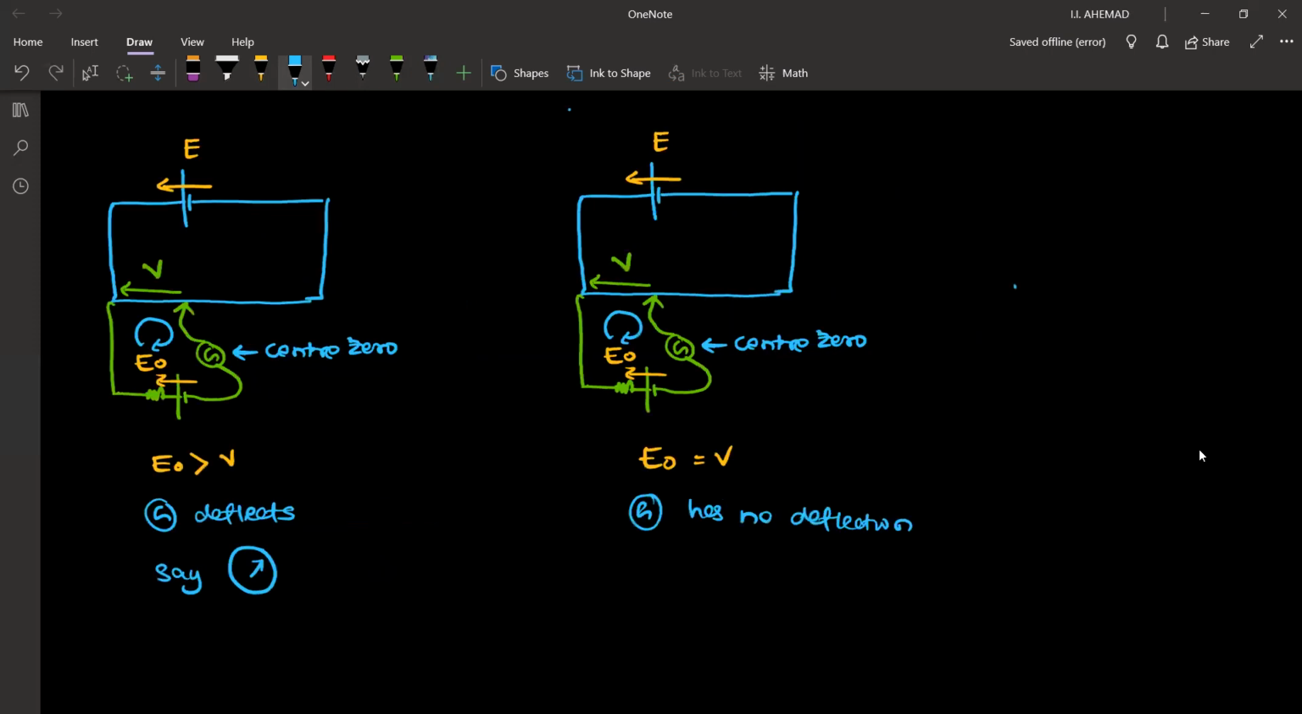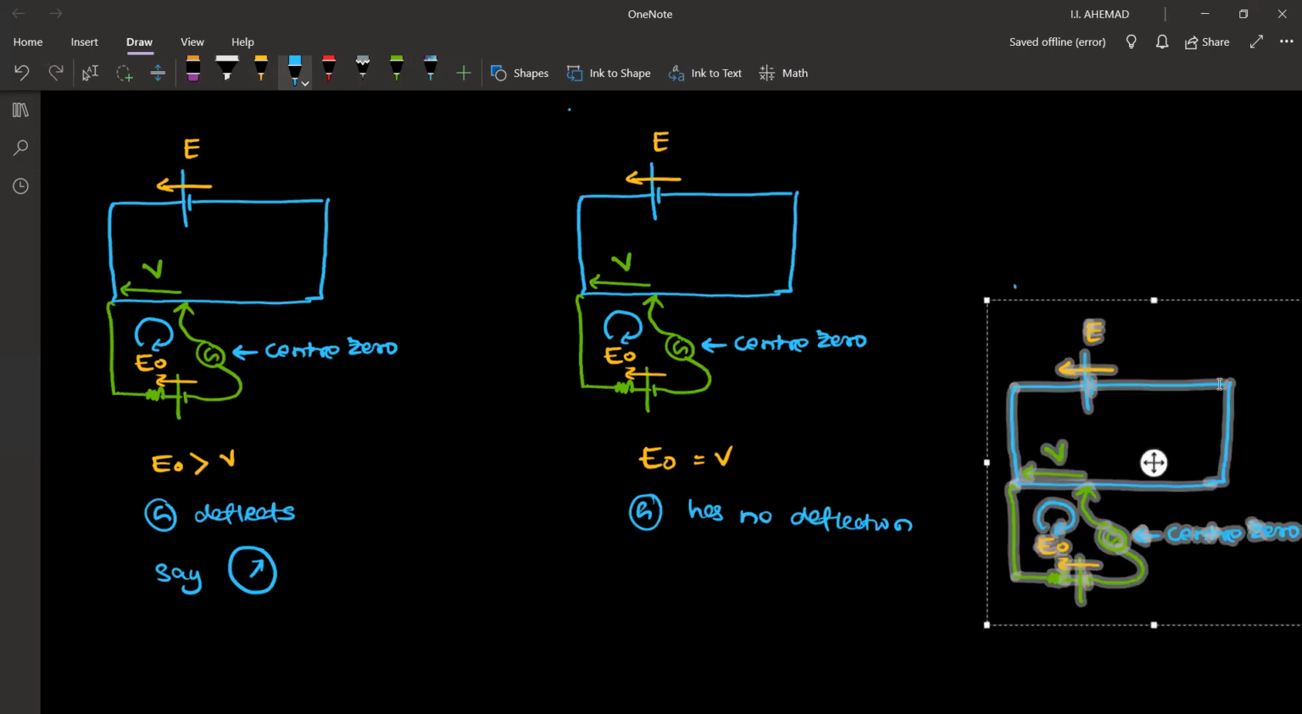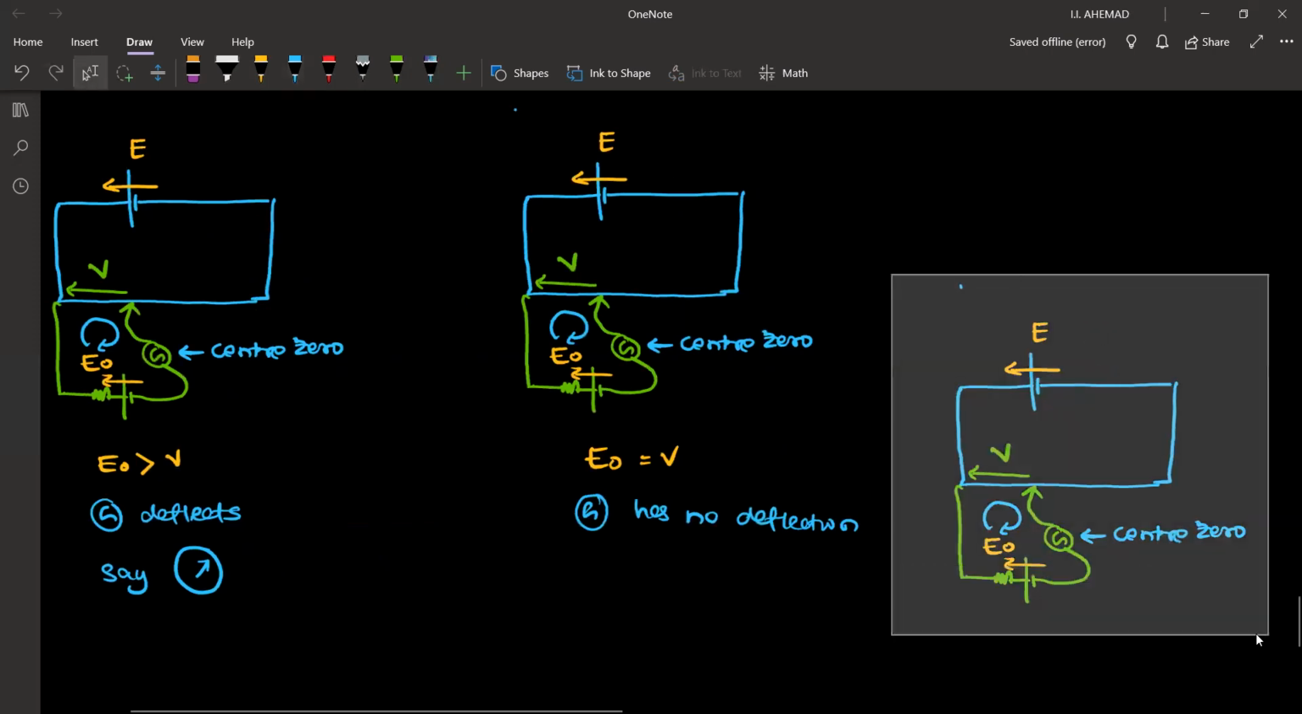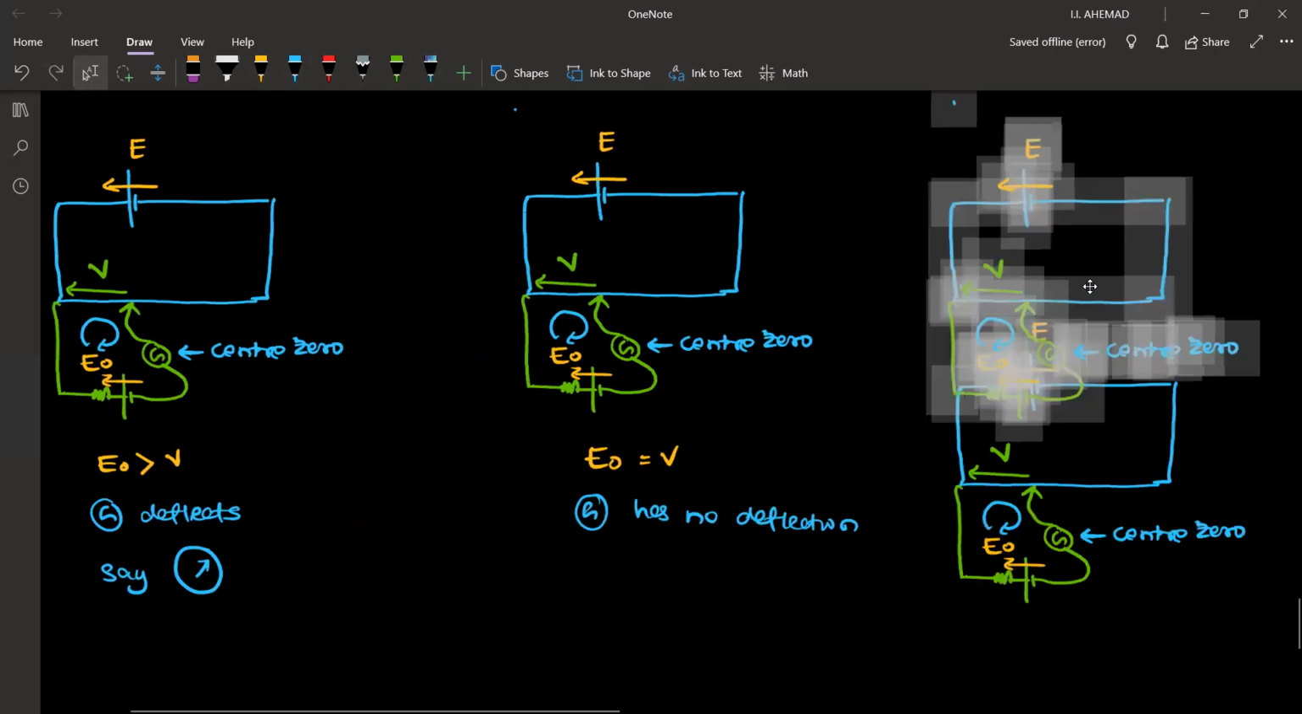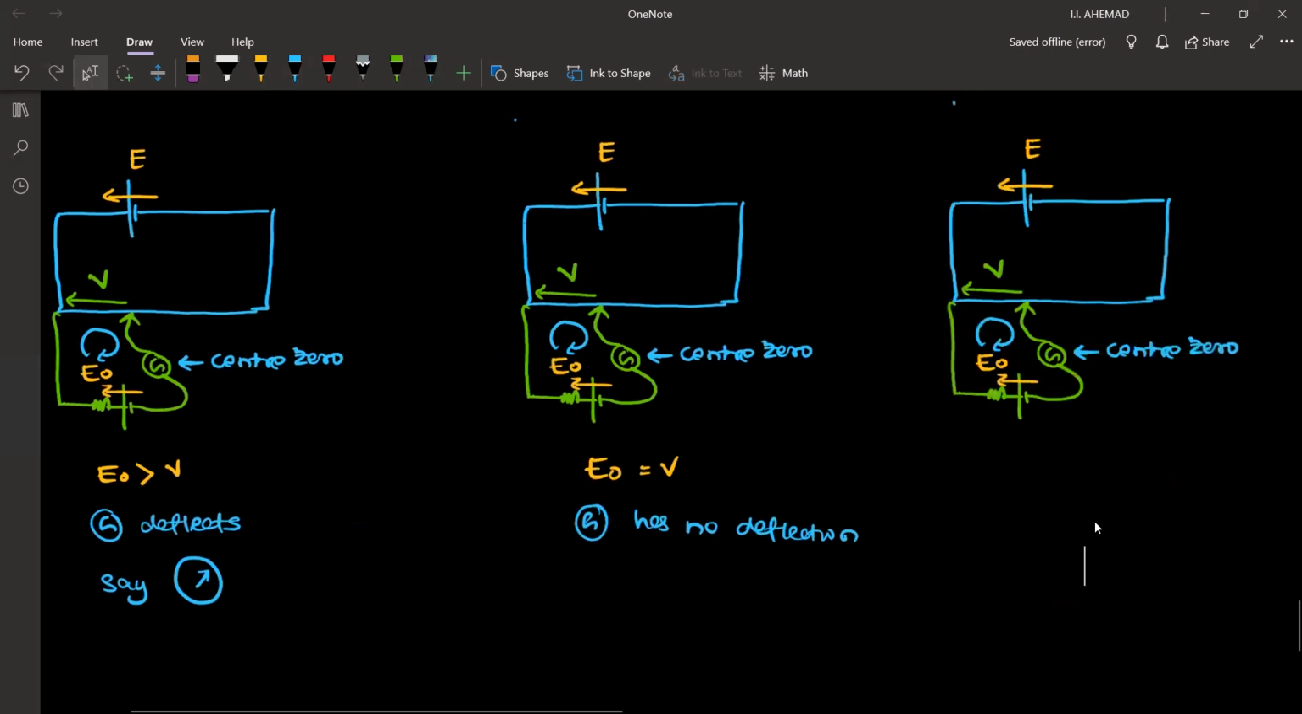And then we have one more case where V may be greater than E naught, right? E naught is less than V. That means the current will flow in the opposite sense. The current will be flowing in this direction. Here there is no current. Here it will flow in the opposite sense. Then the galvanometer deflects, but the deflection will be in the opposite direction.